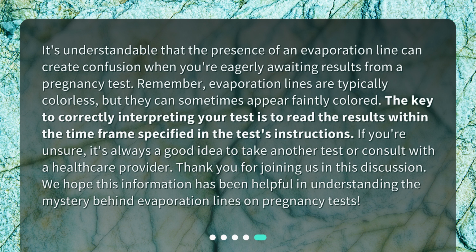It's understandable that the presence of an evaporation line can create confusion when you're eagerly awaiting results from a pregnancy test. Remember, evaporation lines are typically colorless, but they can sometimes appear faintly colored. The key to correctly interpreting your test is to read the results within the time frame specified in the test's instructions. If you're unsure, it's always a good idea to take another test or consult with a healthcare provider.